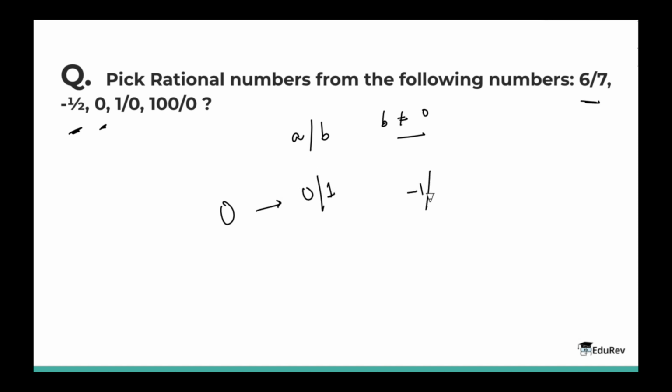And obviously minus half is of the form a by b where b is not equal to 0. And similarly 6 by 7 is the form a by b where b, that is 7, is not equal to 0. But when I see 1 upon 0 or 100 upon 0, I can see that b is equal to 0. Therefore, these numbers are not rational numbers. So to answer this question, I would say that 6 by 7, minus half and 0, these three numbers are rational numbers.